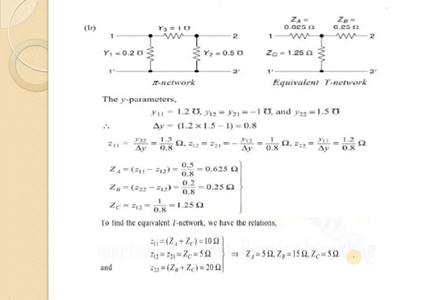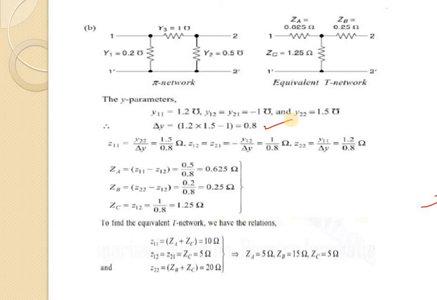Now we have to convert the pi network into a T network. Second problem. The Y parameters are here: Y11 equals 1.2 mho, Y21 equals minus 1 mho, and Y22 equals 1.5 mho, and del Y equals 0.8, which we have calculated.